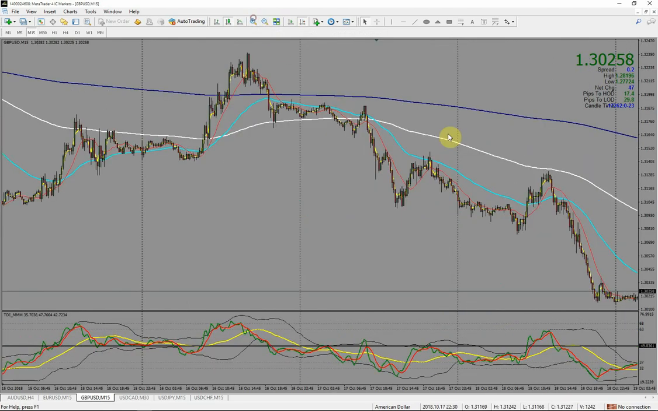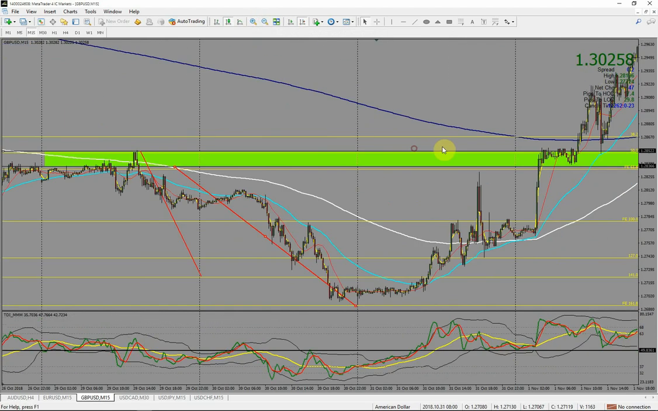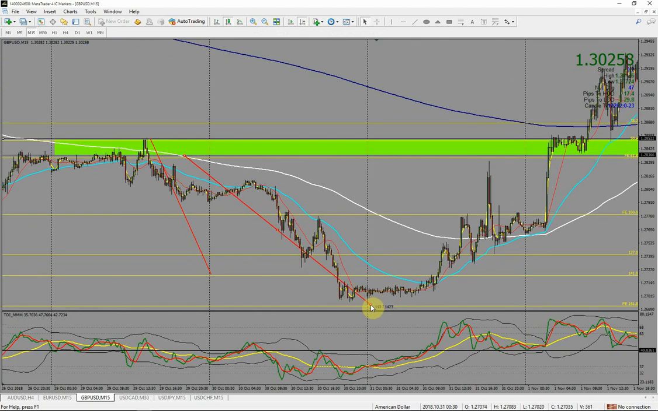So right now we're going to do the TDI, the average daily and weekly ranges, and the work time to GMT. So TDI. Let's get into TDI.